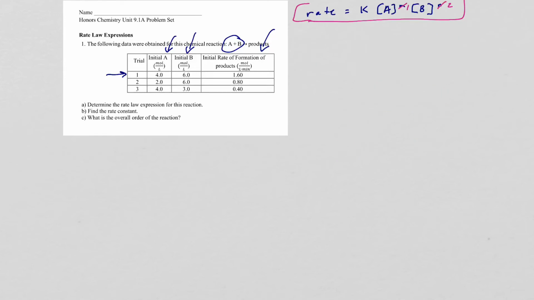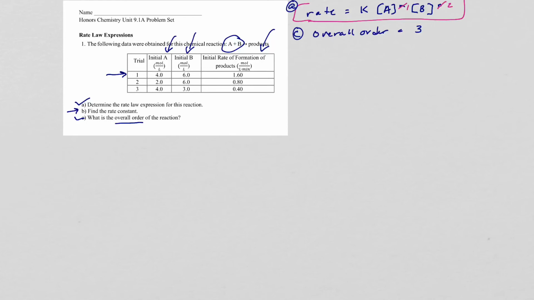So we have just done part A, determining the rate law expression. That's what this is right up here. Now skipping to C for a moment, the overall order, that's where you just add up the exponents. So the overall order here for this equation is going to be 3. That's a pretty straightforward question to come up with.